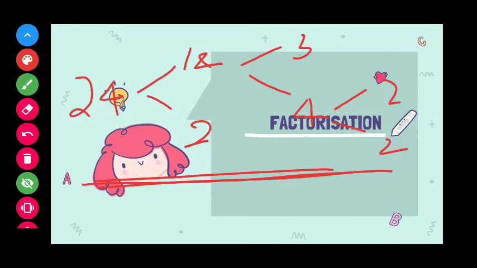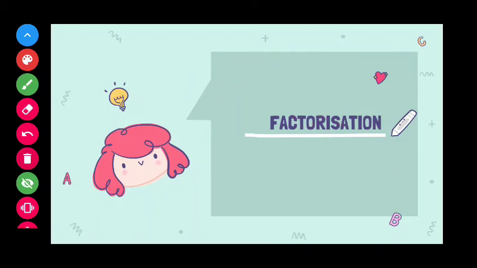But here what you have to do is find factors for an algebraic expression. Okay, let's see how we are going to find that.